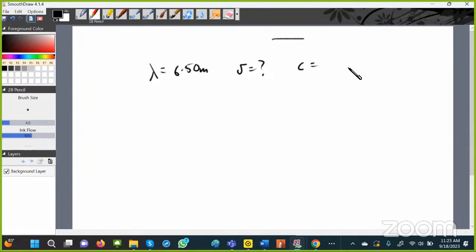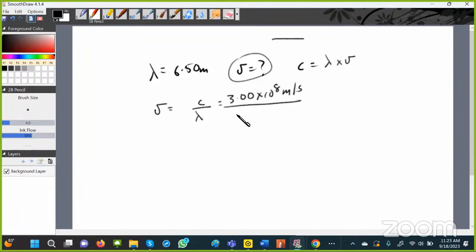So remember now, c is equal to lambda times nu, right? In this case, the question is asking for nu. So rearranging this equation, you're going to end up with nu is equal to c divided by lambda. And as we said before, c is always going to be 3.00 times 10 to the 8 meters per second. And the wavelength is 6.50 meters. Now, in this case, we didn't need to convert the unit of length to meters because it's already meters, right?